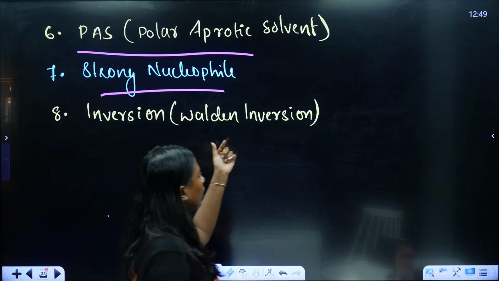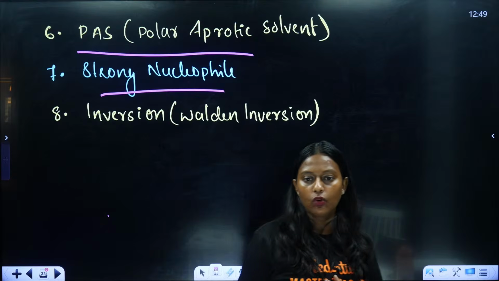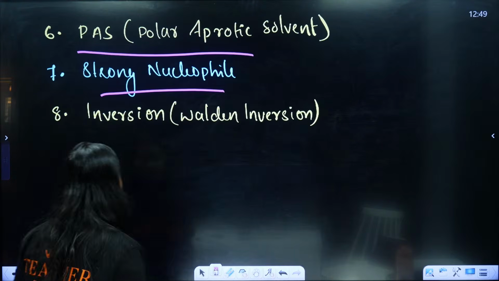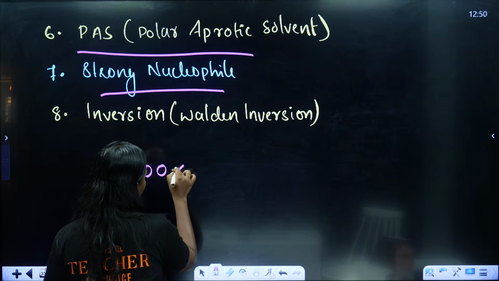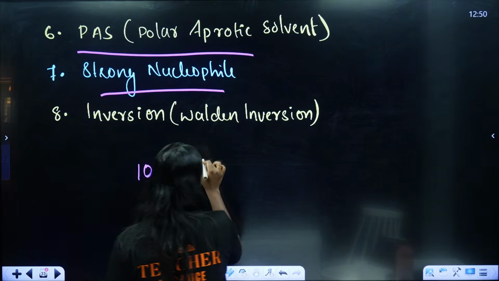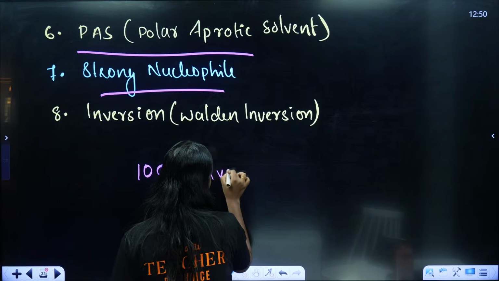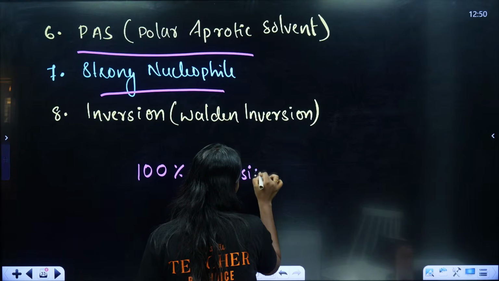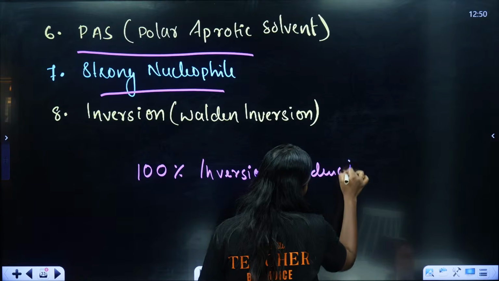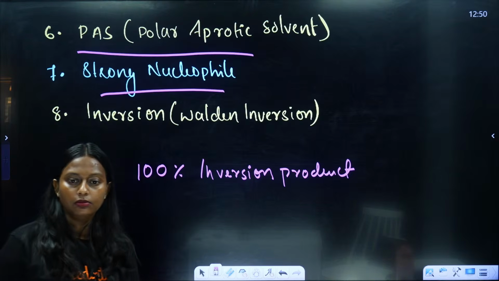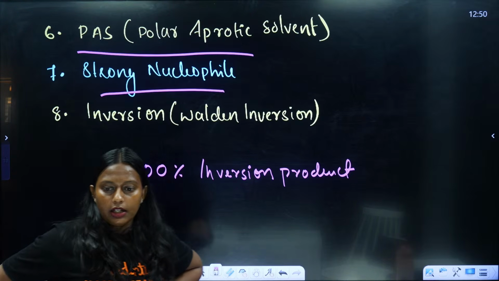Walden inversion, okay. What does Walden inversion mean? You will get 100% inversion product. I will write it: you will get 100% inversion product, okay. Clear?